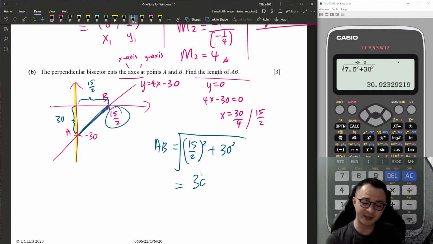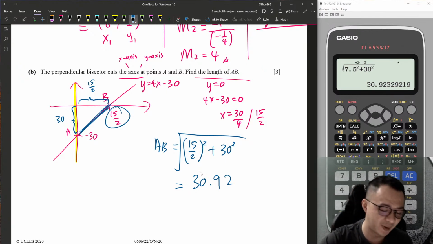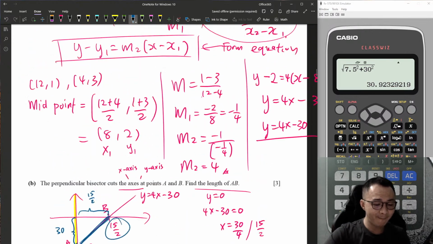Alright, I will say the answer is 30.9 or 92. No need to write any units. I believe this one should be the correct answer.